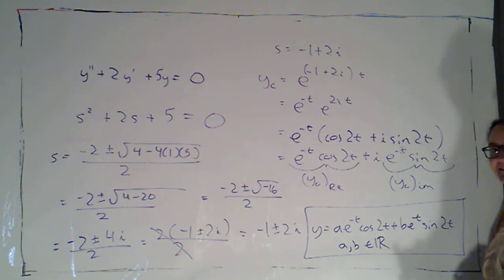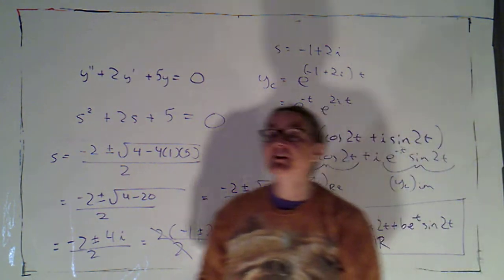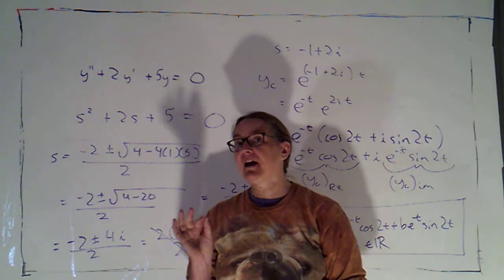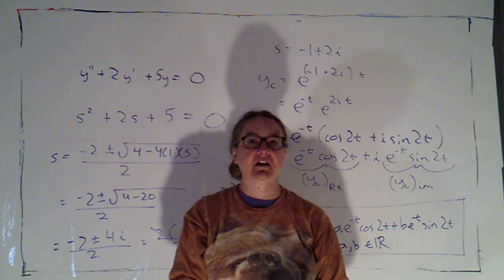Okay, excellent. So in the next case, we're going to look at the third possibility that we have real roots to the characteristic equation, but repeated.